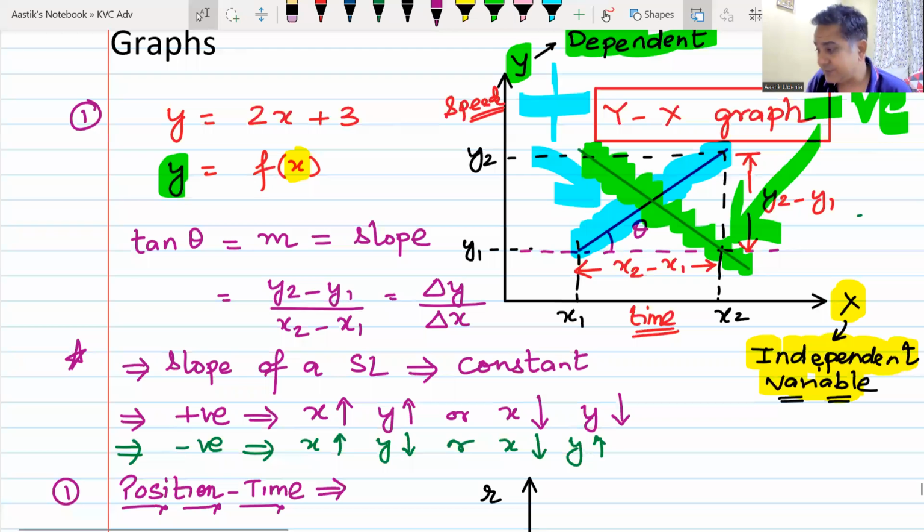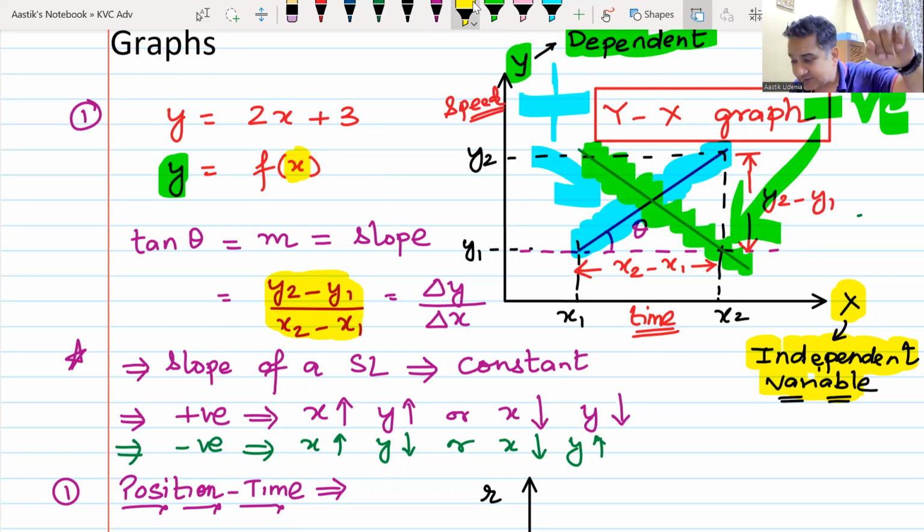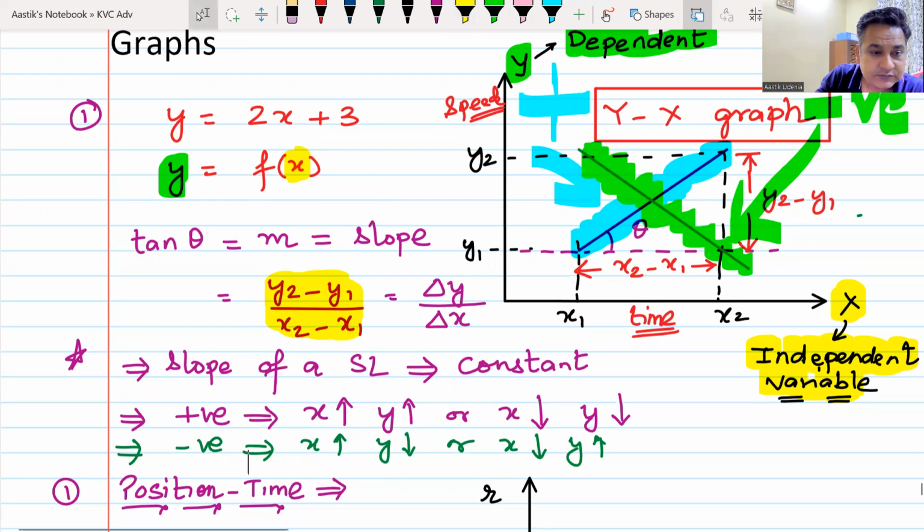Say, for example, in case of this question, we had found out the slope of the graph was y2 minus y1 divided by x2 minus x1. That was the average velocity between x1 and x2. Do we understand this? Yes, that is correct. If I find out the slope between 2 points, that will give me average velocity.